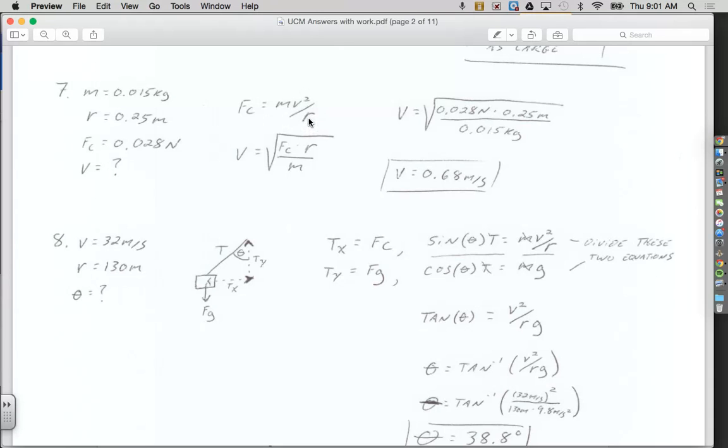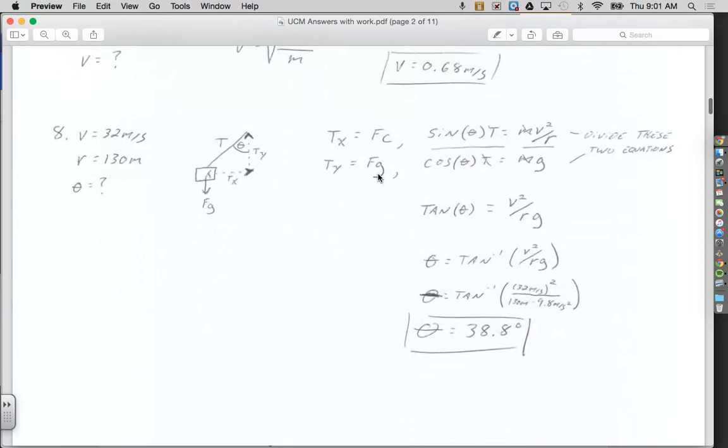Rearranging this equation, I multiply r up to the left, which is why centripetal force and r are in my numerator. I'm going to divide mass out because it's being multiplied by v squared. That's why it's now in the denominator. And to get rid of my squared next to the v, I have to take the square root. Plugging in my numbers. Centripetal force was 0.028 newtons. The radius was 0.25 meters. The mass 0.015 kilograms. And I get a speed of this ball of 0.68 meters per second. That's how fast the ball is going around this little track.